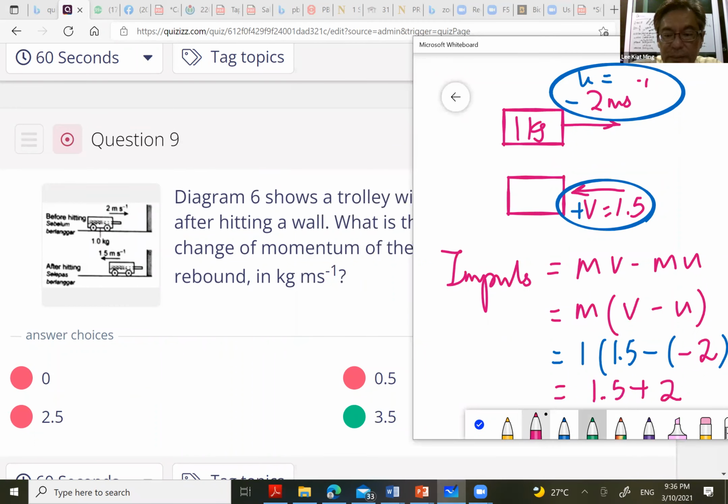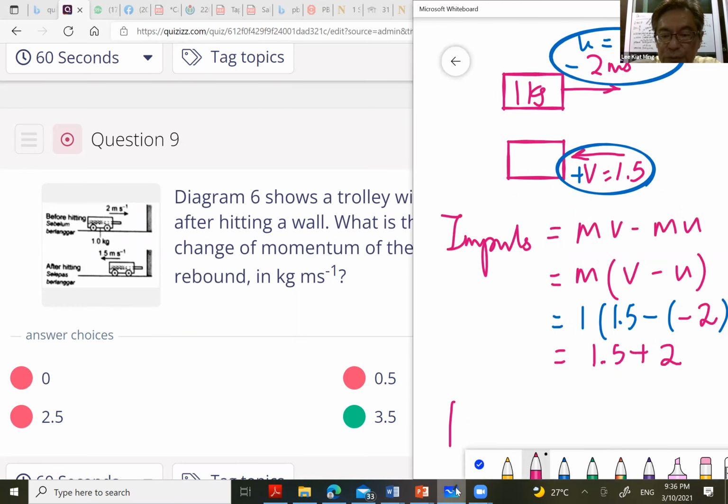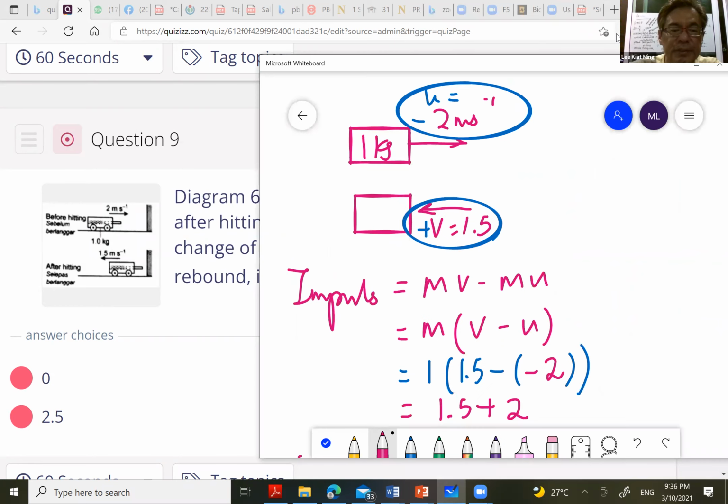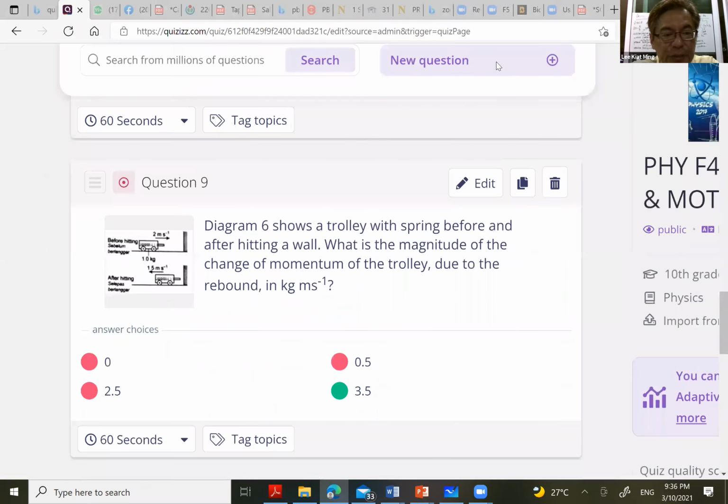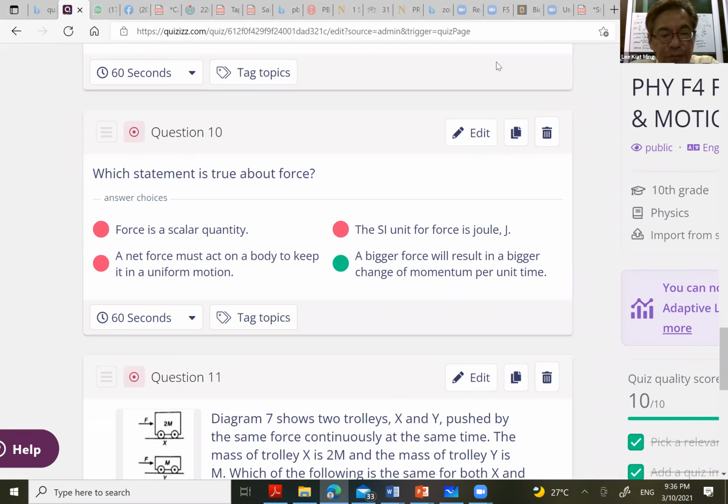Your answer is going to be, if I were to add them up, 3.5. It's as clear as that. So there is no cause for concern about this question. It's an easy one, so let's not waste time. We go to number 10, which is also an easy one.